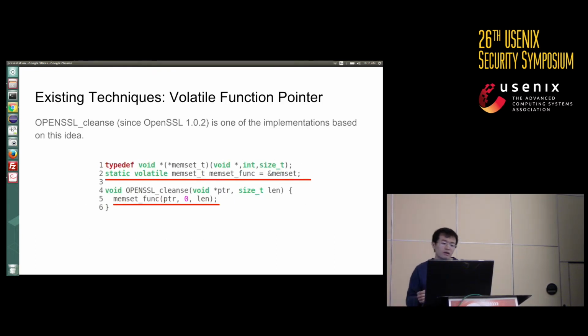Another very popular way to hide the semantics of a scrubbing operation is to call the scrubbing operation via a volatile function pointer. OpenSSL cleanse is one of the implementations based on this idea. So here, on line 2, memset_func is defined as a volatile function pointer pointing to memset. And OpenSSL cleanse uses this function pointer to clear memory.